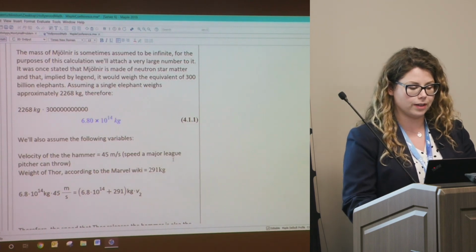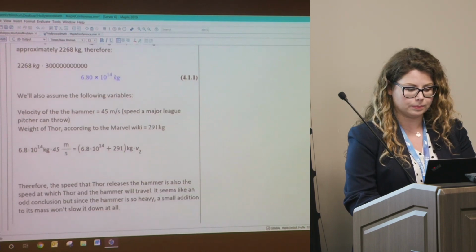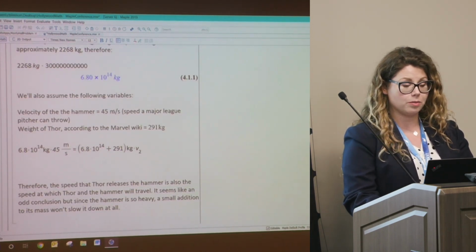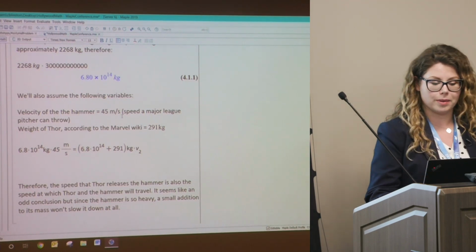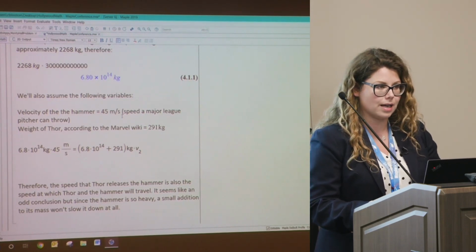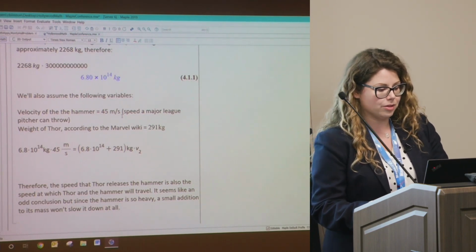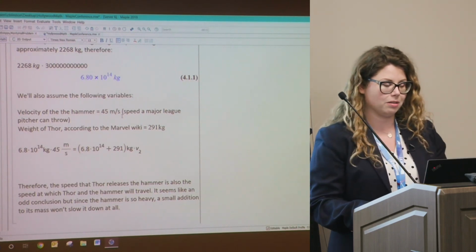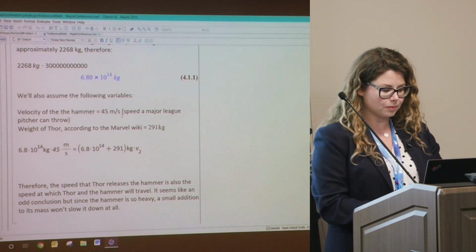We'll also assume a couple of variables. So velocity of the hammer, I'm going to assume that it's 45 meters per second, and this is the speed that a major league pitcher can throw. The reason I'm assuming it to be that is that although Thor is not a major league baseball pitcher, he is a superhero. He's very strong. I'm going to assume he can throw his hammer very, very quickly.